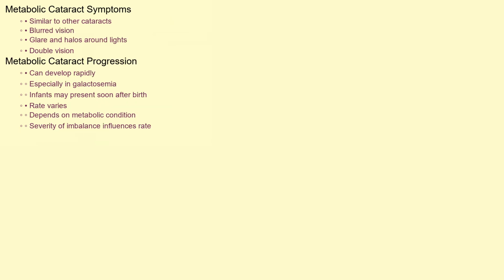The symptoms of metabolic cataracts are similar to those of other types of cataracts. Patients may experience blurred vision, glare, halos surrounding lights, double vision, and difficulty seeing at night. However, metabolic cataracts can sometimes develop more rapidly, particularly in cases of galactosemia, where infants may present with cataracts shortly after birth. The rate of progression and the specific symptoms can vary depending on the underlying metabolic condition and the severity of the metabolic imbalance.